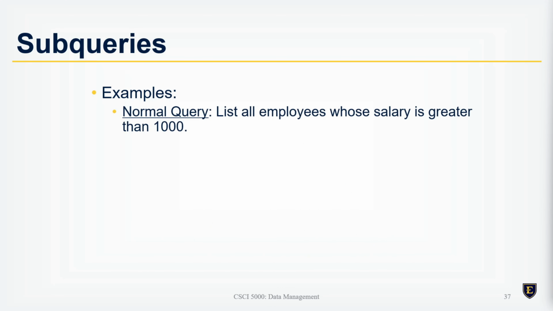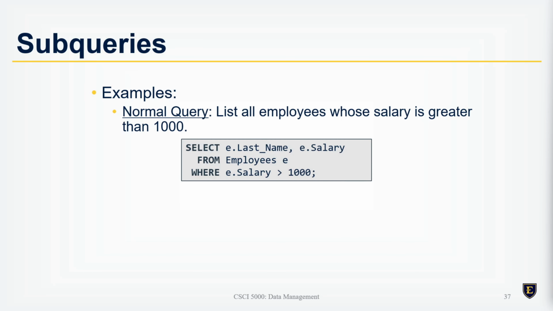So here's an example. A normal query says list all employees whose salary is greater than 1,000, and we had that example in a previous video. So we have just the last name and the salary from the employees table where the salary is greater than 1,000.